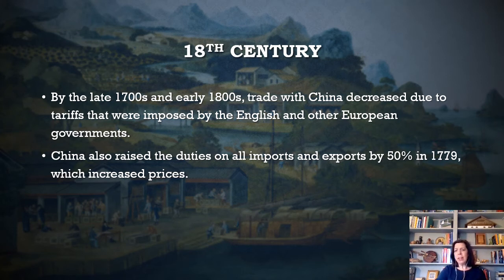And by 1779, China raised the duties on all of their imports and exports by 50%, which again increased prices, and the primary reason for going to China by this time would have been for a lower price. So if that no longer is a driver, that eliminates a primary reason for buying from China.